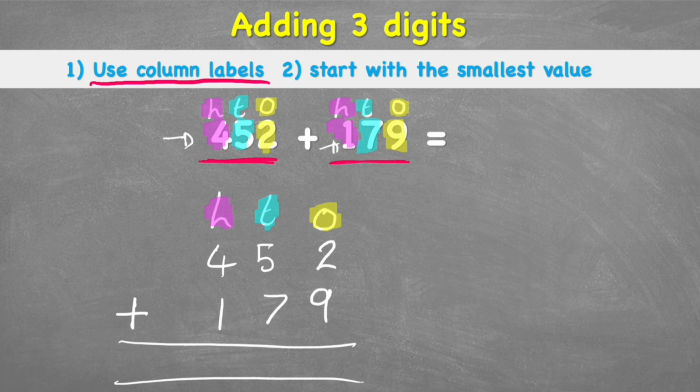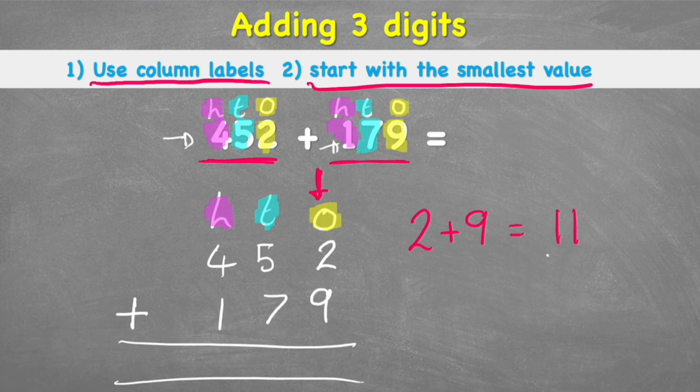And then my second tip said, start with the smallest value. And the smallest value is, of course, the ones. So my question reads 2 plus 9. And 2 plus 9, we know, is 11. But what's happening here? I've got a 2-digit number that can only go into a 1-digit answer column.